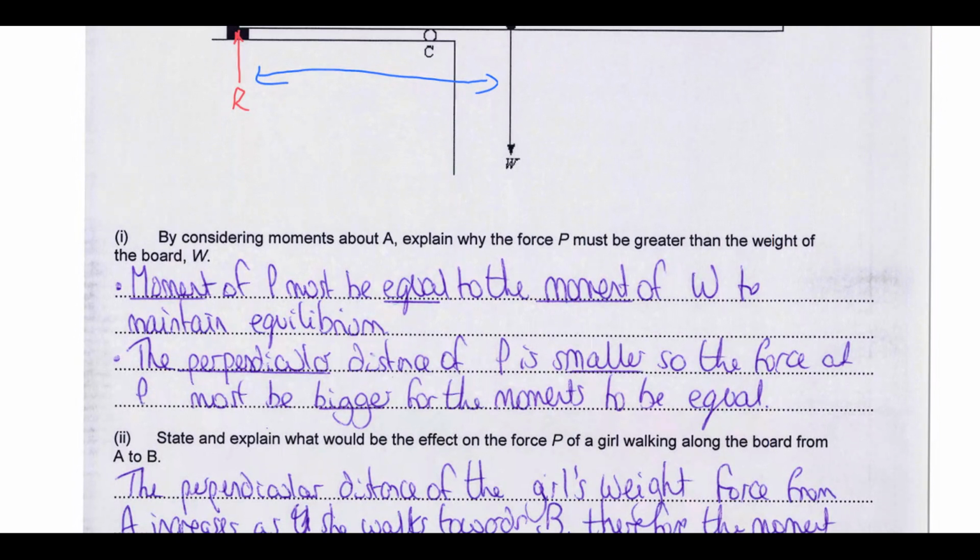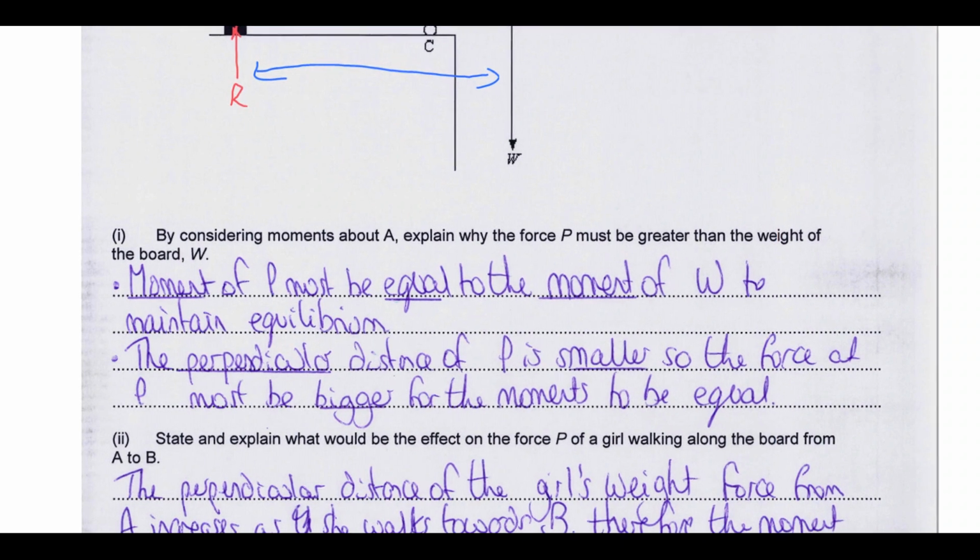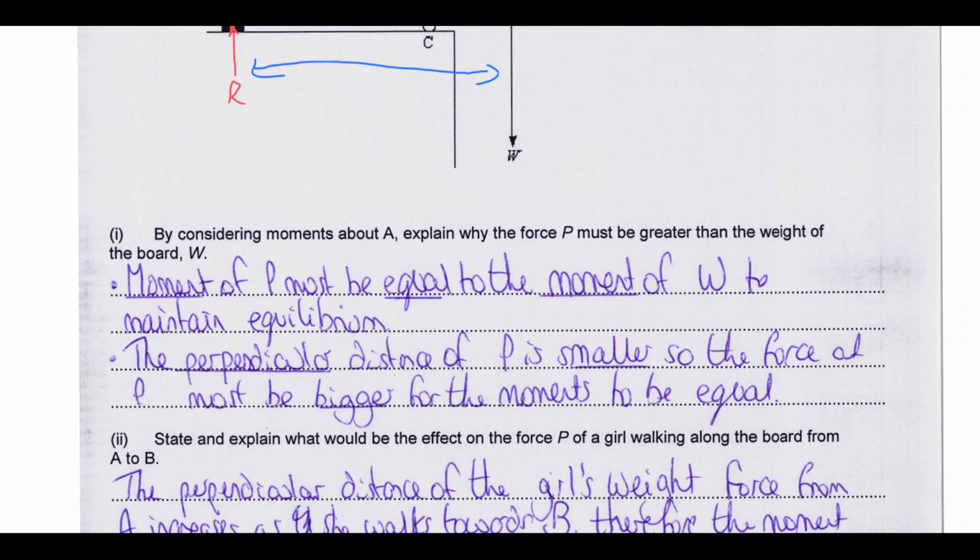So you can't get away with that kind of thing at A level. You need to actually explain why that works. And the reason is, because it's in equilibrium, the moment of P must be equal to the moment of W. That's the only reason the distances would play a part at all. And then the second part is then about talking about how the distance affects the force, but you need to explain why. Okay.